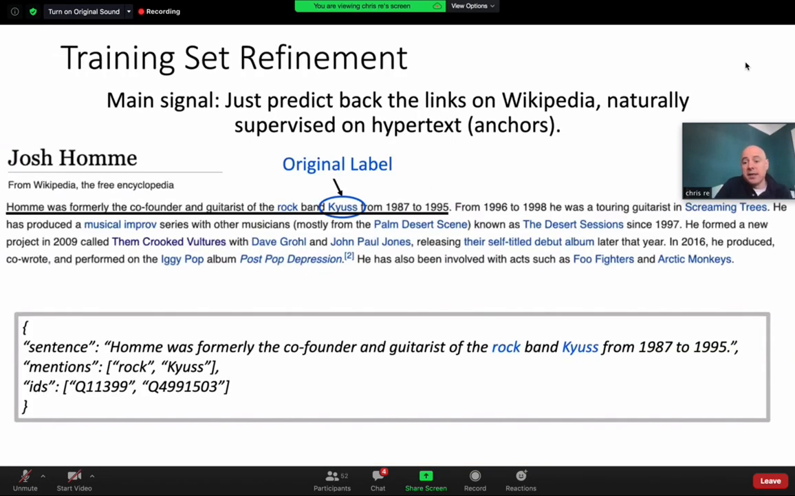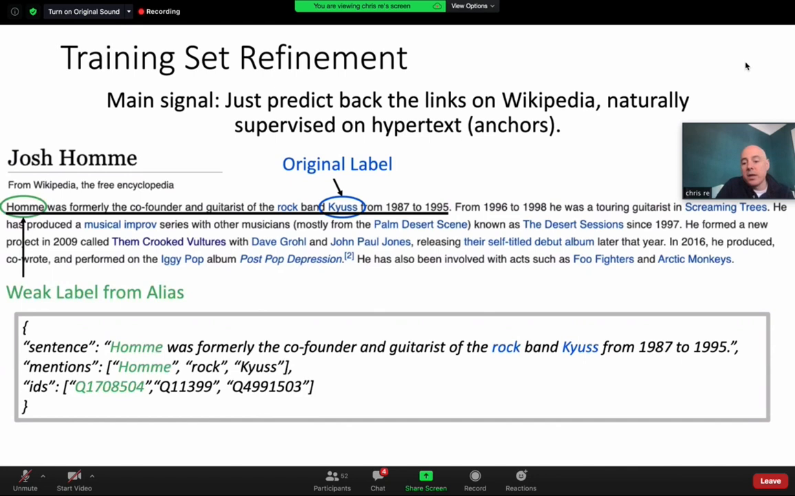So the first thing is training set refinement. So we're going to train in a kind of naturally supervised way. There's all this web text that's around. It's linked. It's very natural to be able to use those links in Wikipedia or general web text to predict back various entities. So you have an original label here. You have a sentence. You have some mentions. And you have their corresponding IDs matching in sequence.